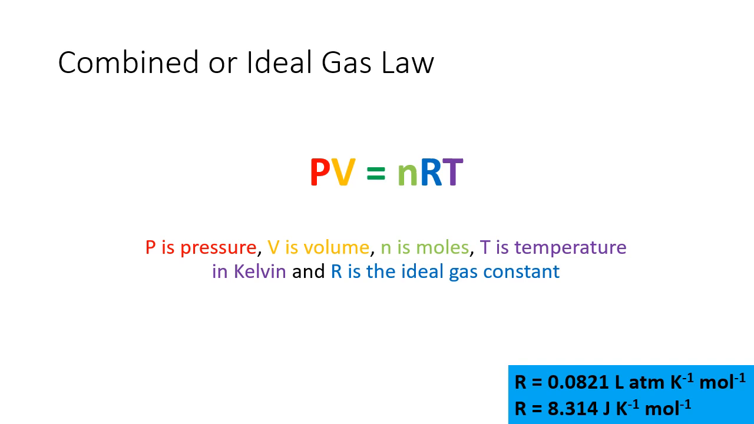Generally, for this unit, we will use R as 0.0821 liters atmosphere per Kelvin mole. But for other applications, we might need things in joules, so we would use 8.314 joules per Kelvin mole. Whichever thing you use, make sure that your units balance. Now, this is 4 variables and 1 constant to keep track of for one single equation, which can be a little bit confusing. So let's try using this equation and we'll talk about how we can organize our information.